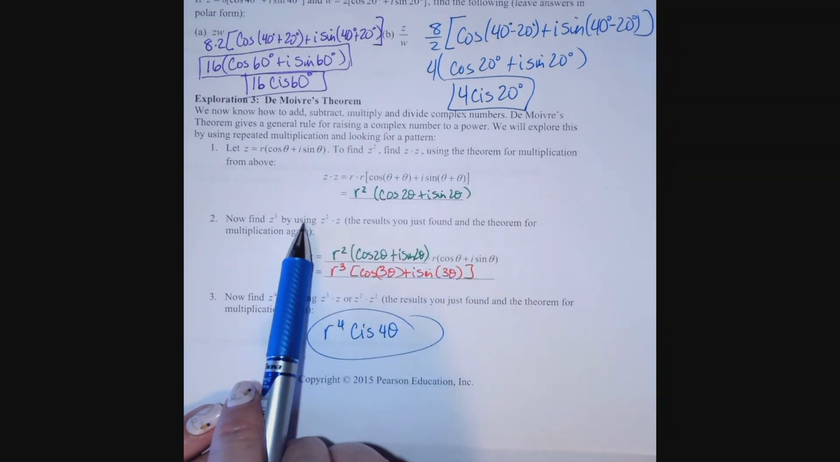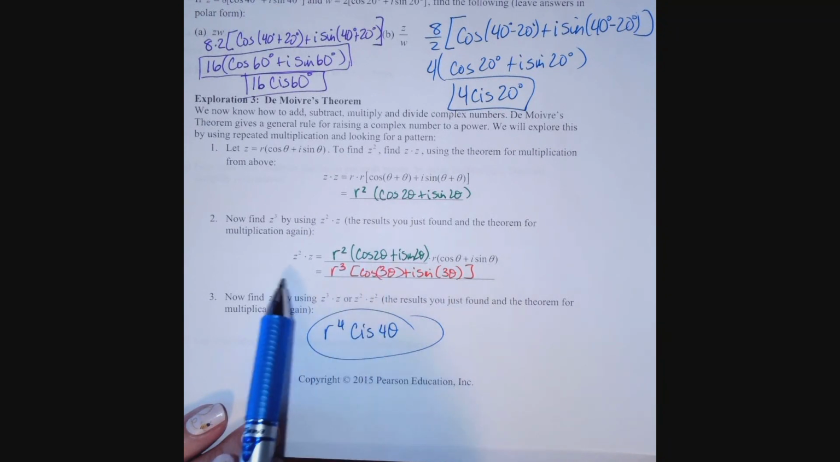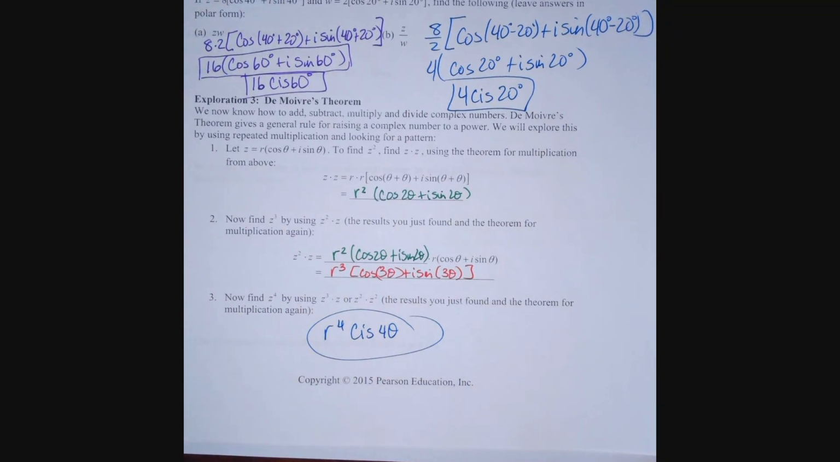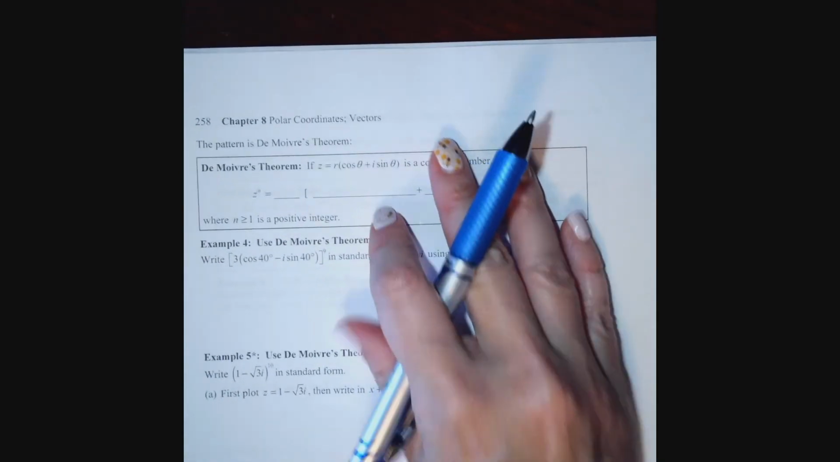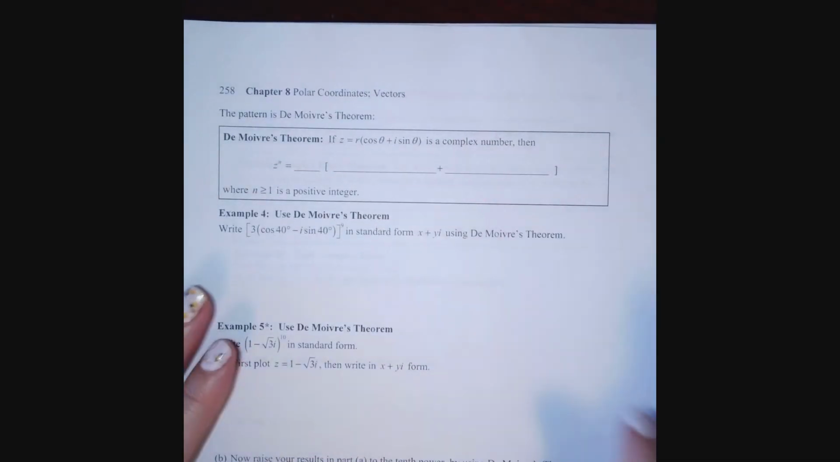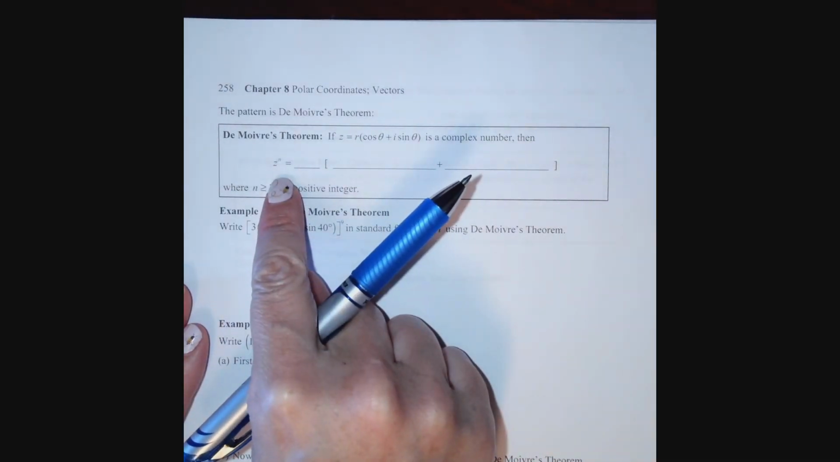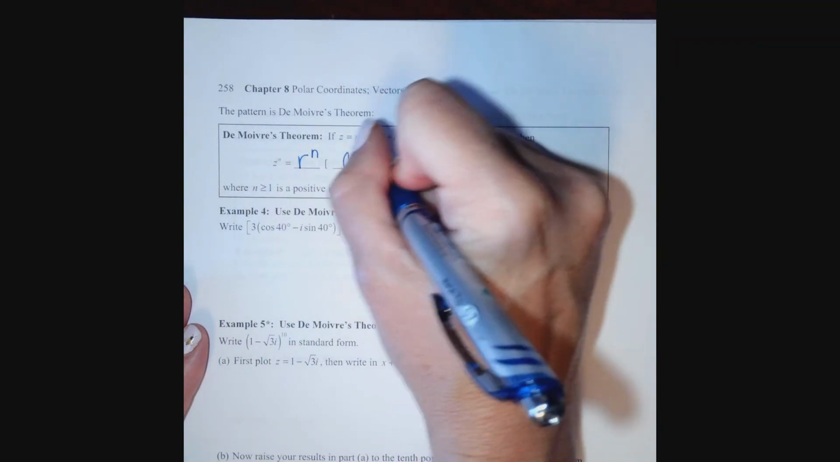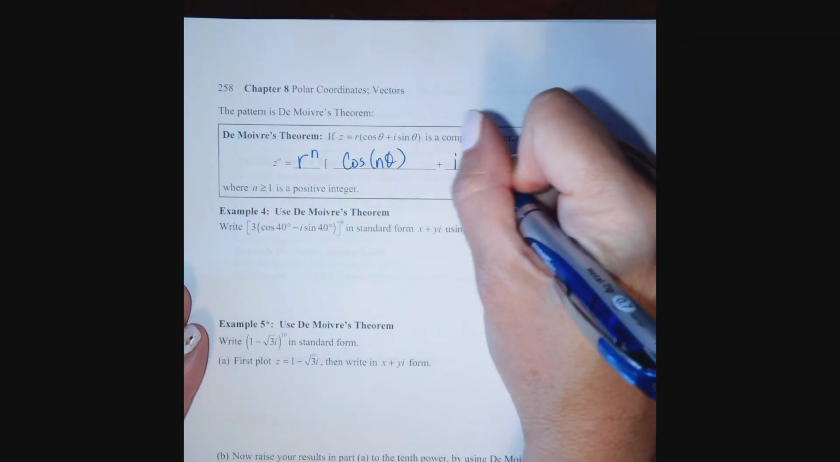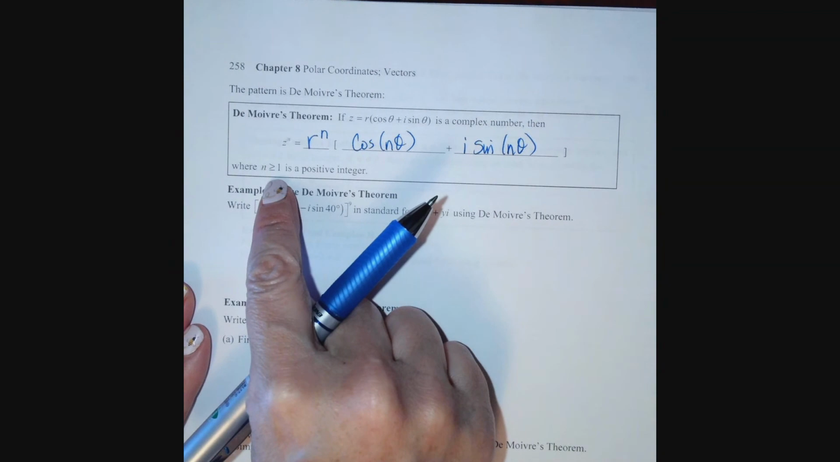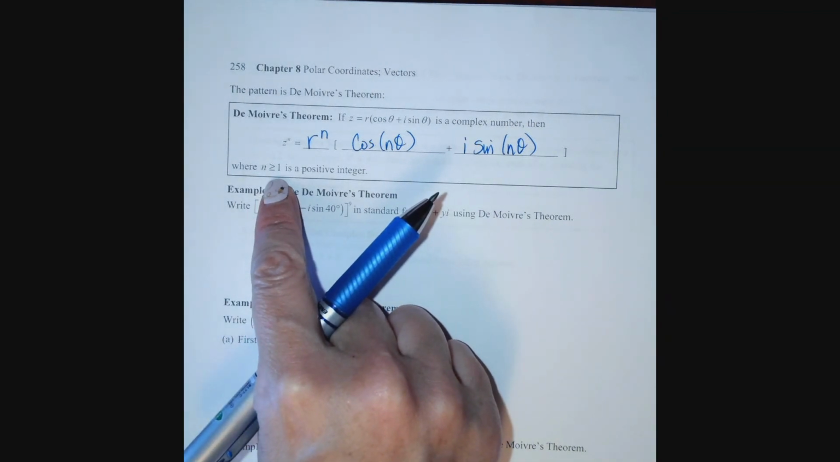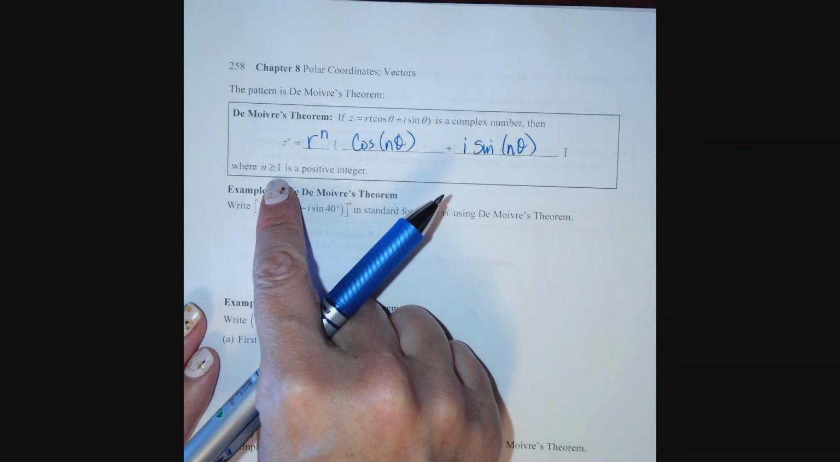When I did z squared, I got r squared and 2 theta. When I did z cubed, I got r cubed and 3 theta. When I did z to the 4th, I got r to the 4th and 4 theta. That's my pattern for de Moivre's theorem, which is how I raise a complex number to a power. When I am raising a complex number to the nth power, I raise the modulus to that power, and then I multiply theta times whatever the power is, as long as my exponent is a positive integer. De Moivre's theorem only applies when the power I'm using is a positive integer.